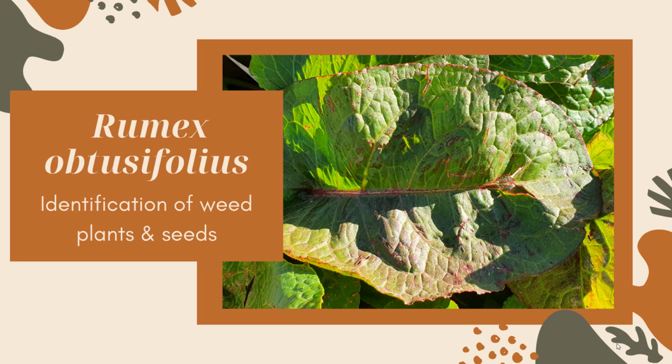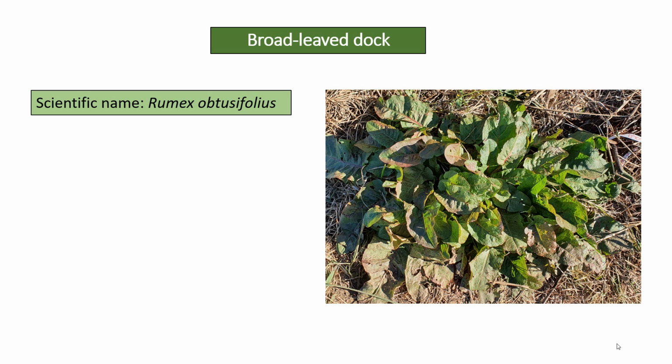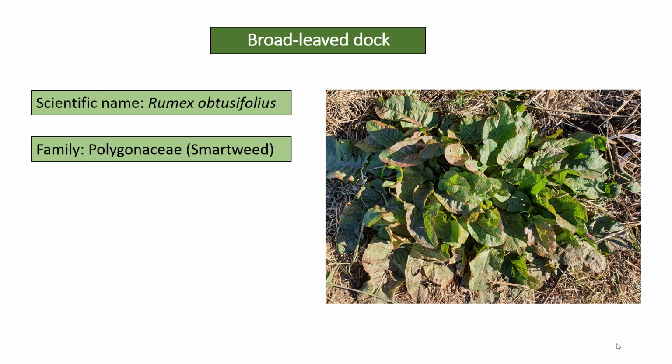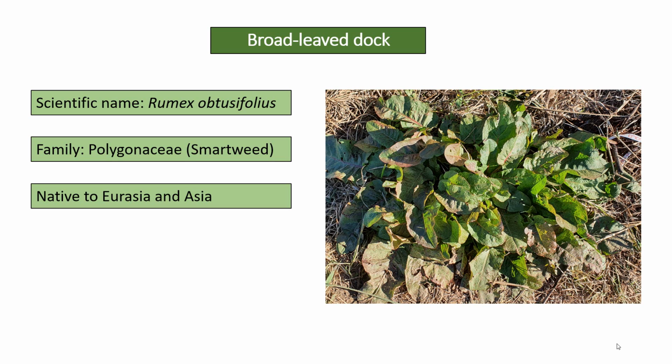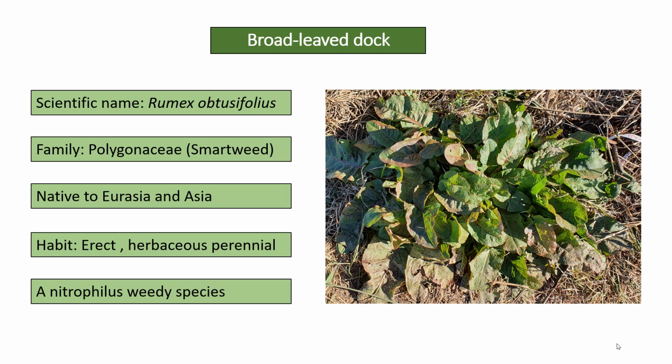Hello everyone, in this presentation we will be talking about Rumex obtusifolius. Broadleaf dock is scientifically known as Rumex obtusifolius. It belongs to the family Polygonaceae, or smartweed family. It is native to Eurasia and Asia. It is an erect, herbaceous perennial and a nitrophilous, or nitrogen-loving, weedy species.